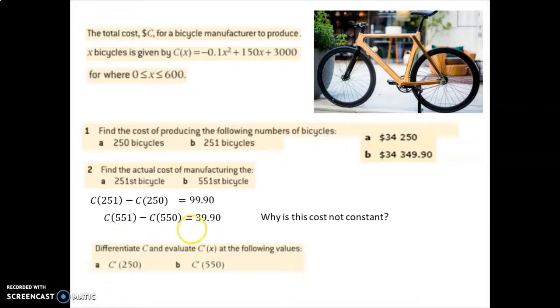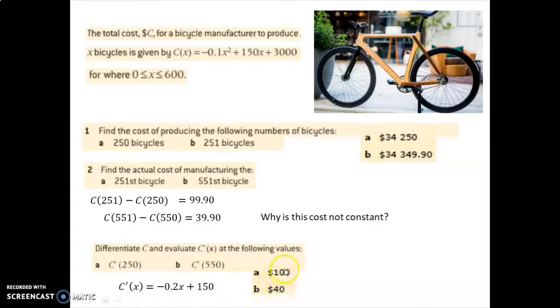All right, next question. It says differentiate C to find C prime. So find the derivative of this function. Let's do that first. Okay, here's the derivative. Check yours. And now find C prime of 250. In other words, put 250 in here and also put 550 in here. Let's see what you get.